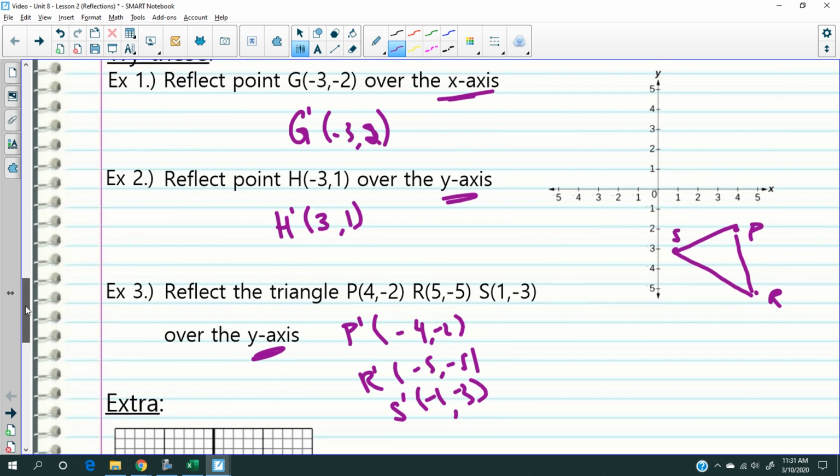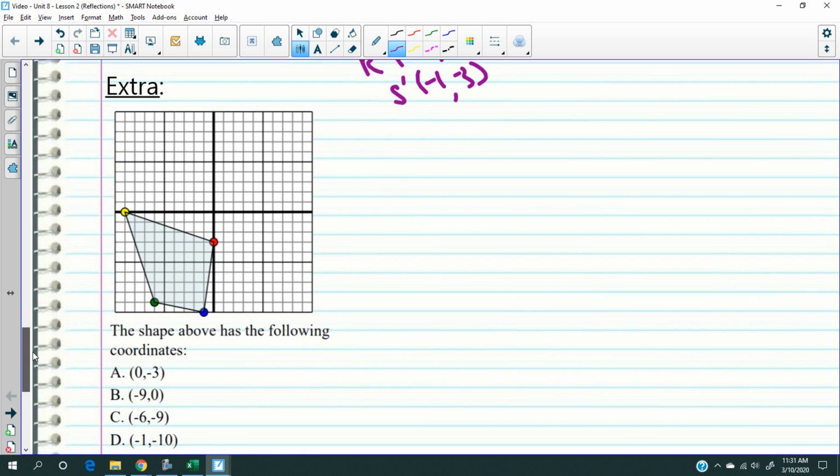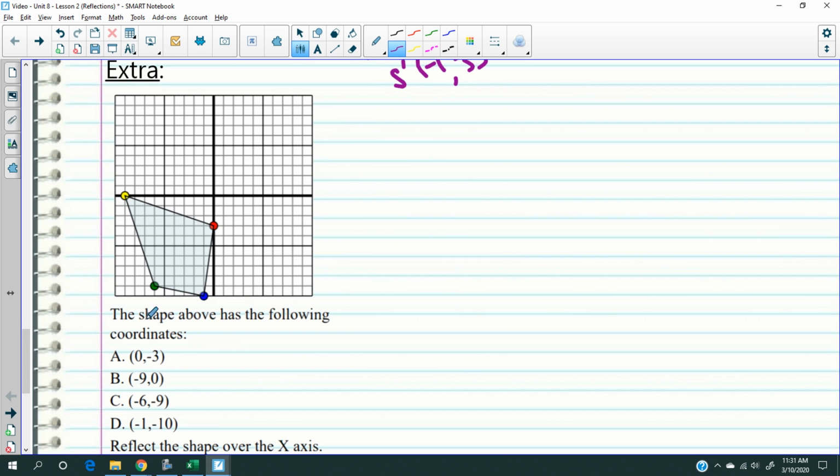Now try this extra question here. It says the shape above has the following coordinates. So A is 0, -3. So this is A, right? B is -9, 0. C is -6, -9. And D is -1, -10.